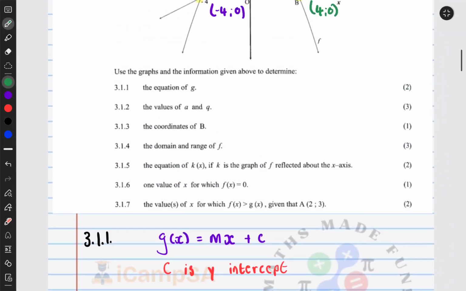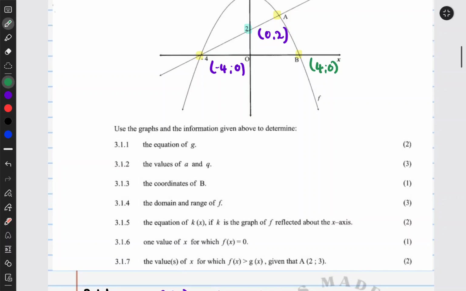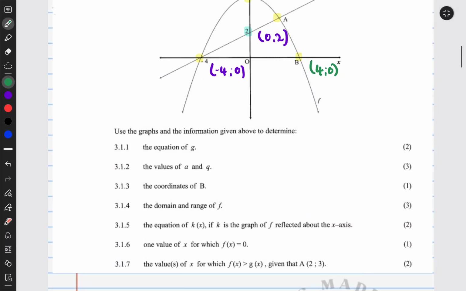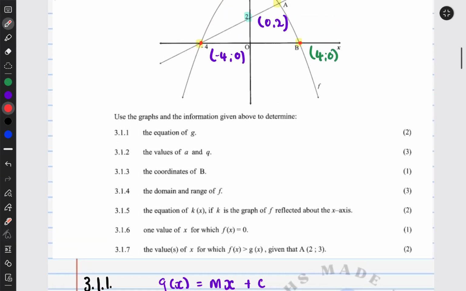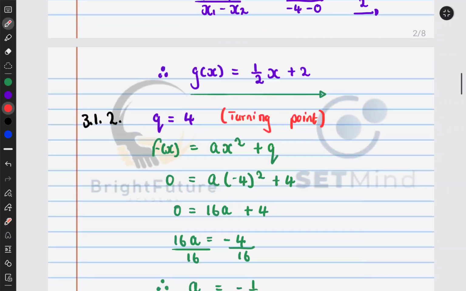Okay, and then next, we have to determine one value of x for which f at x is equal to 0. So basically we are looking for the x-intercepts where f at x is equal to 0. So we can either go with negative 4 or 4. So either one, because those are the x-intercepts for the graph of f.